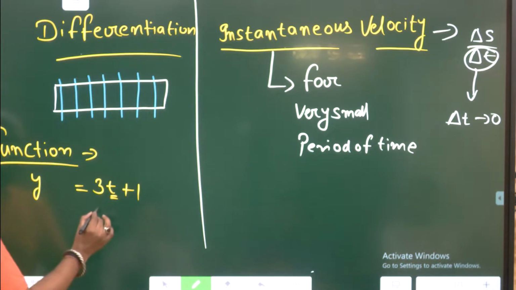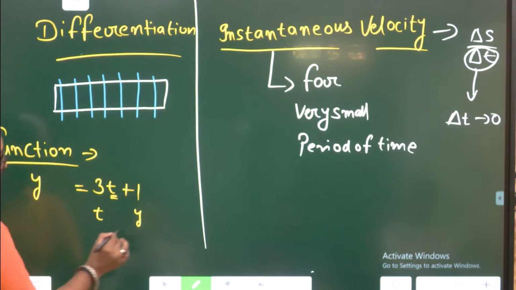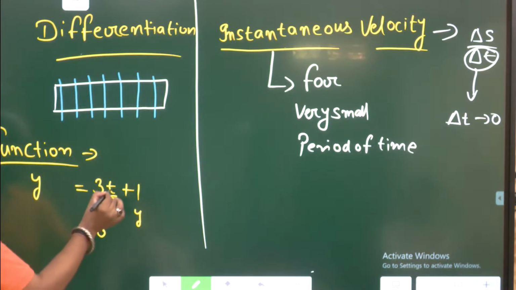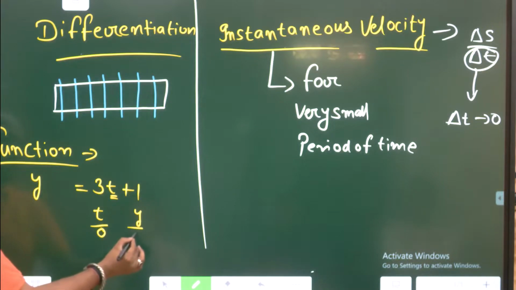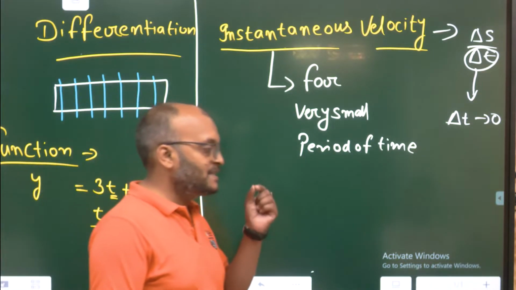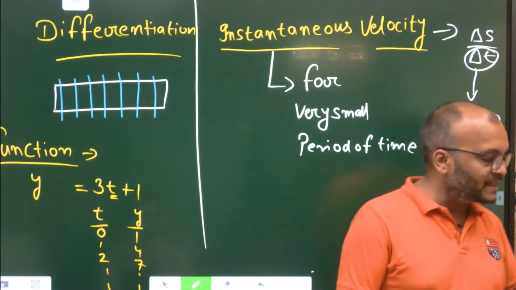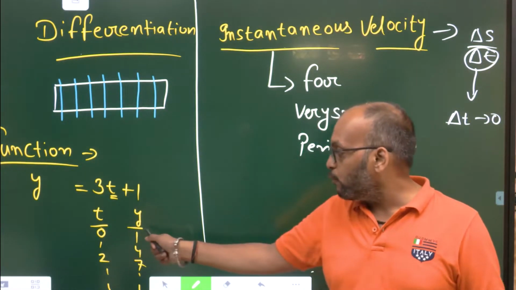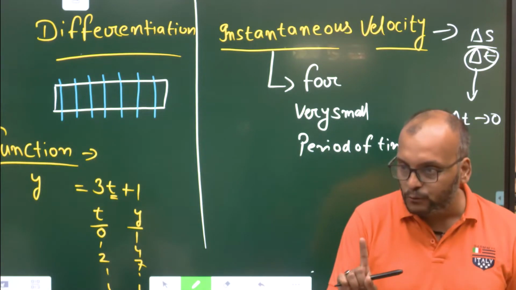Okay. So t and y. If I give 0 to t, my y comes out to be 1. If I give 1 to this t, y comes out to be 4. If I give 2, y comes out to be 7 and so on. That means that for specific values of t, for 0, y is having only one value.